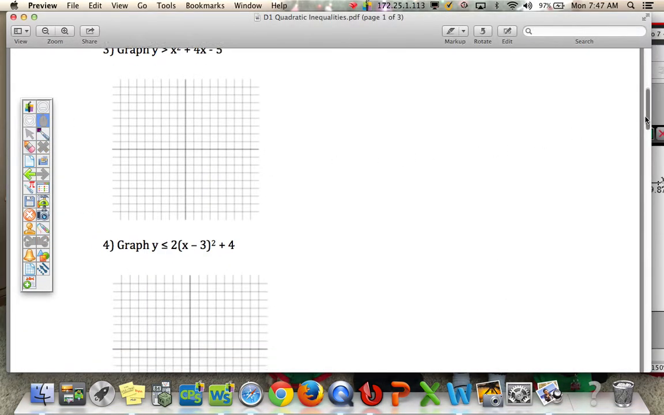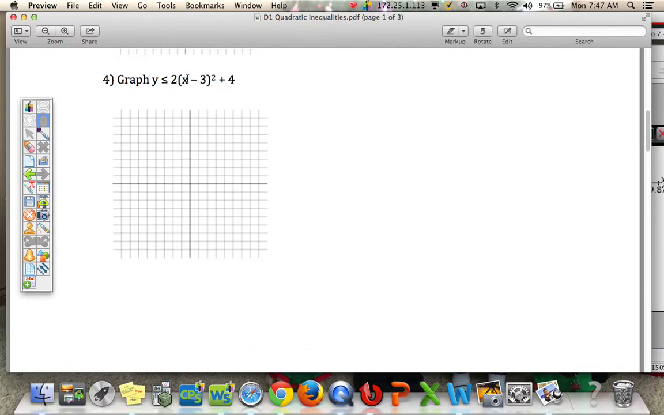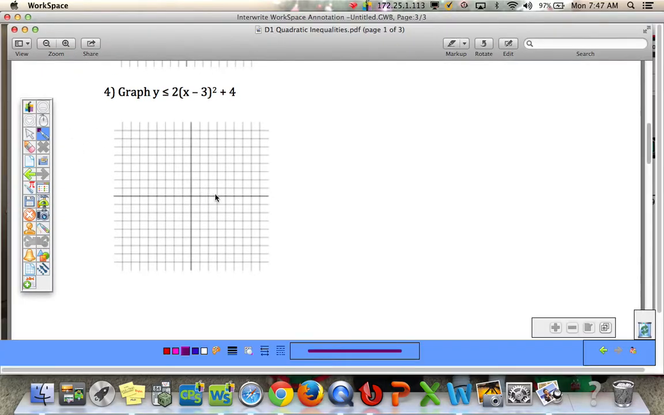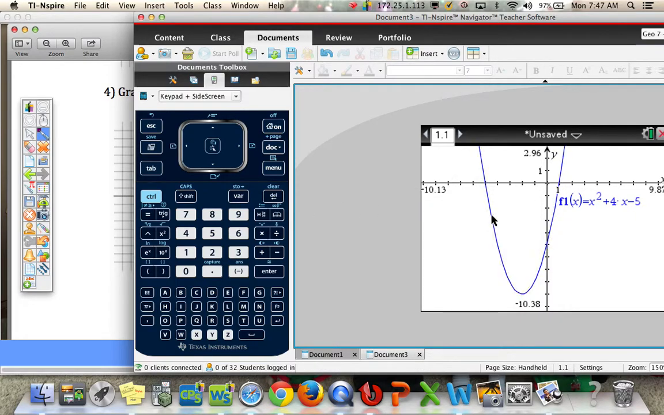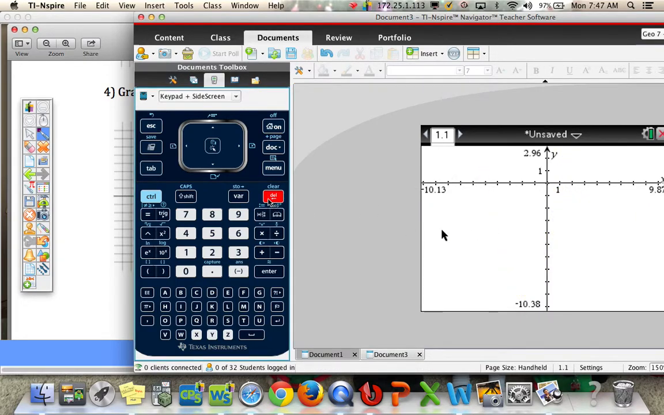Graph y is less than or equal to, so it's a solid line, 2 times (x minus 3) squared plus 4. Well, this one's easy to see the vertex. The vertex would be (3, 4), and it opens up. We could get a few of the points here using our table. Let's delete this graph and type in a new one: 2 times (x minus 3) squared plus 4.